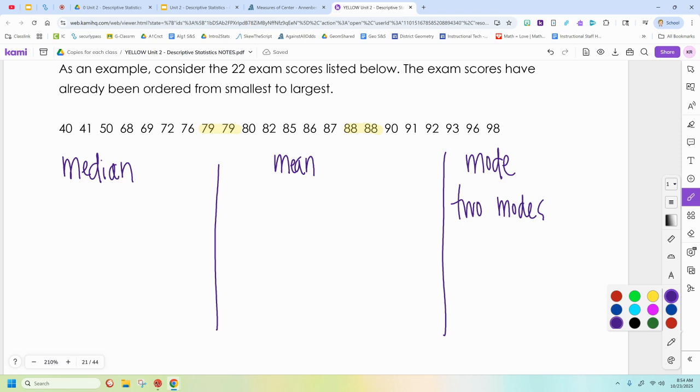All right, so there's two modes. What are they? 79 and 88. All right, who cares? Okay, median.